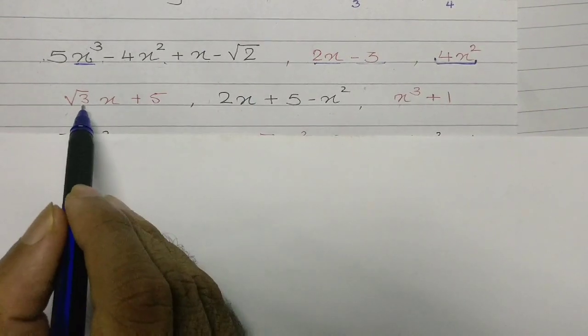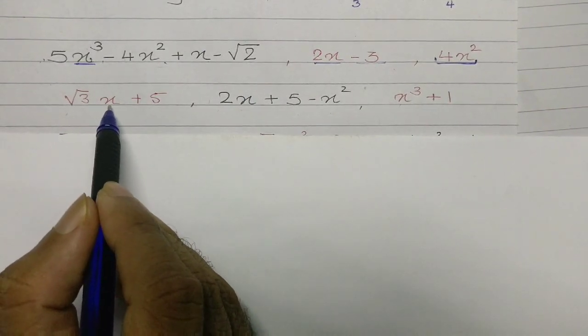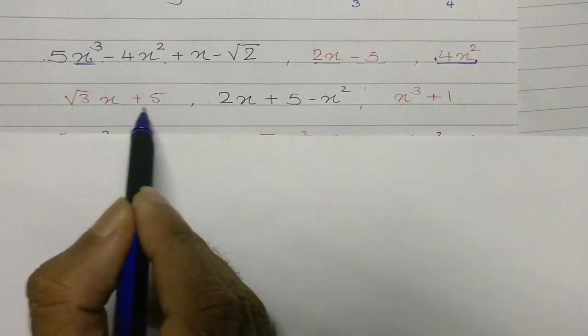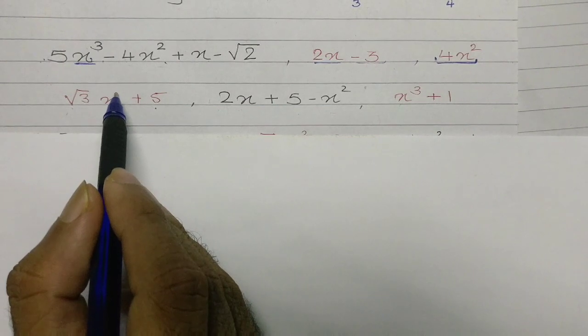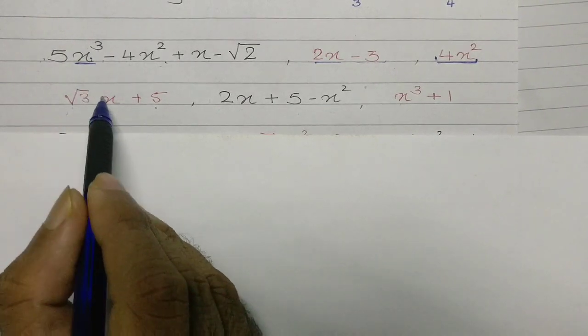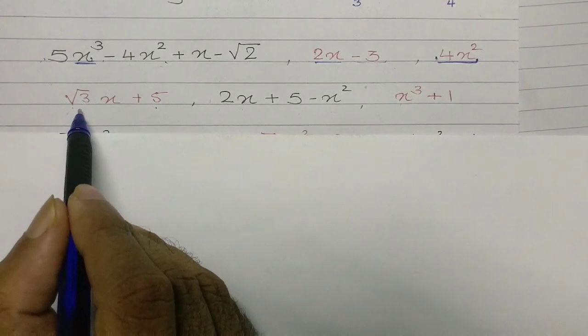Let us take this example. I have root 3x plus 5. Binomial based on the number of terms. Degree is 1. So this will be called a linear polynomial.